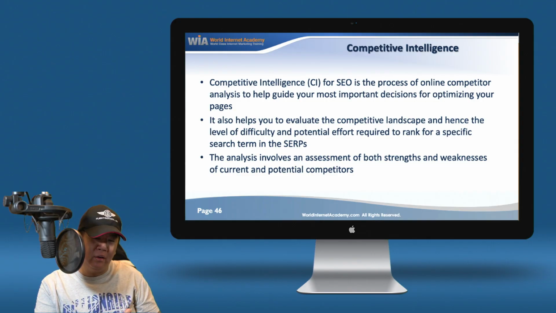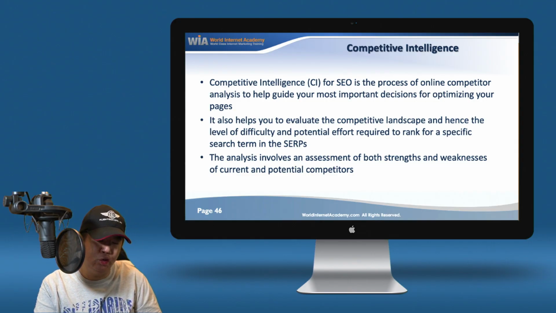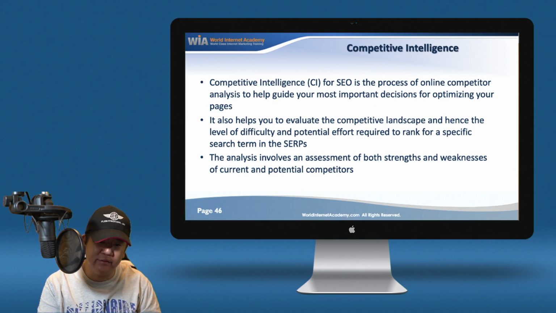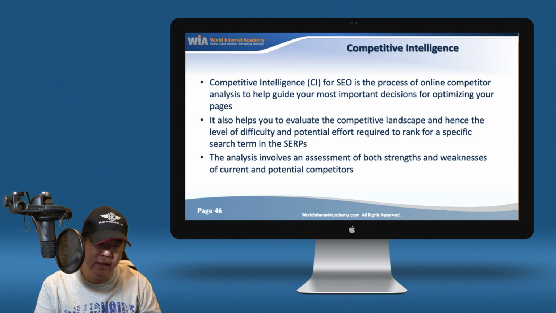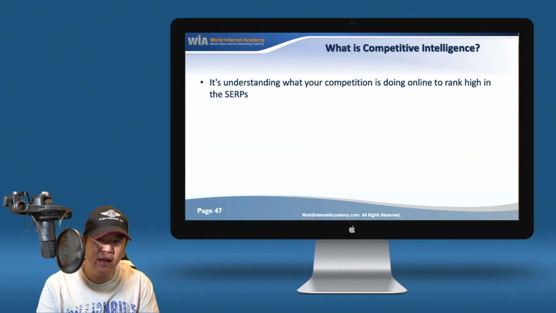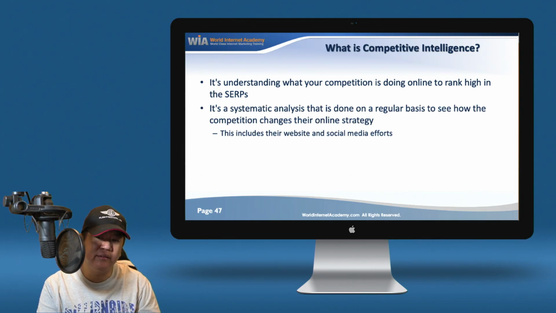Therefore, when we talk about current and potential competitors, what we are saying is that depending on how strategic that keyword is and how important that keyword is to your business, if you want to be really extensive in CI, you should be looking at up to 20 competitors, 10 current and 10 potential on page 2. Continuing along, CI is about understanding what your competition is doing to rank high in the SERPs. It's a systematic analysis that is done on a regular basis to see how the competition changes their online strategy.